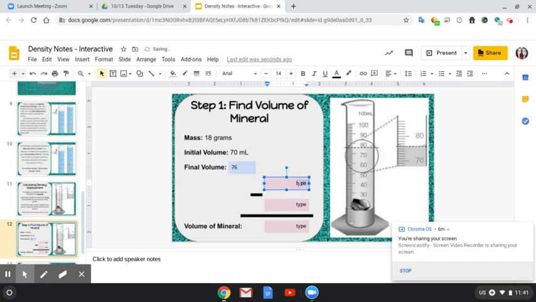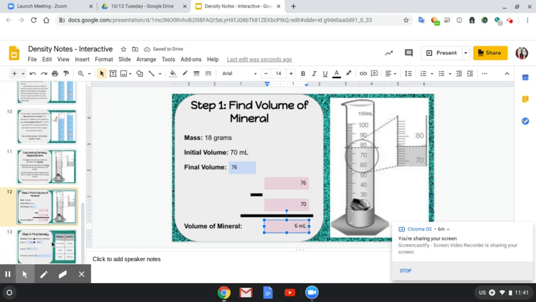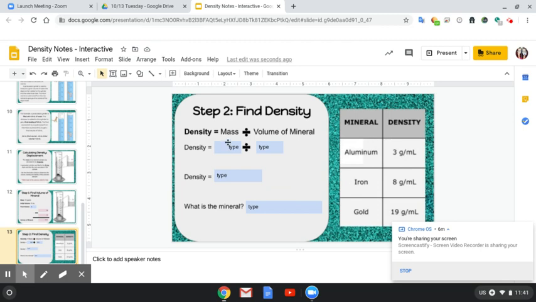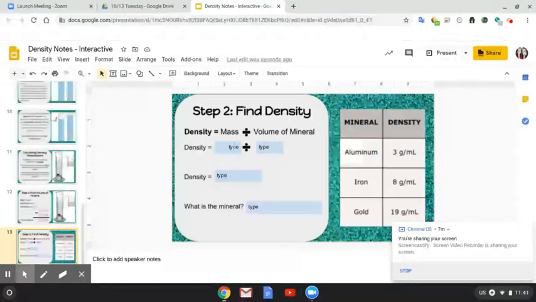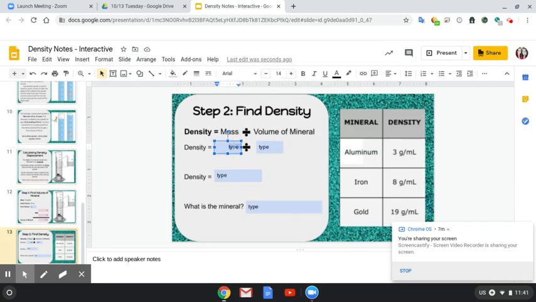Now we have to subtract it. So 76, and we subtract our 70. So our volume of the mineral is going to be 6 milliliters. So our mass, we got to go back and find our mass again. So our mass was 18 grams. There we go, 18 grams. And for our density, our volume was 6. So mass divided by volume.